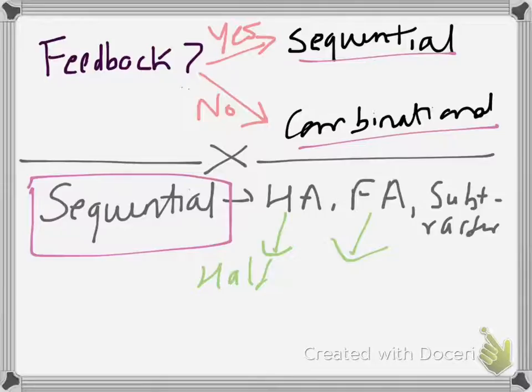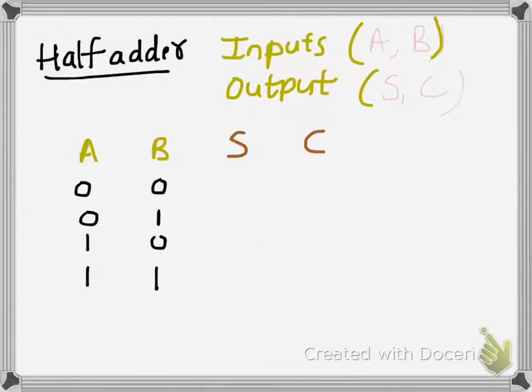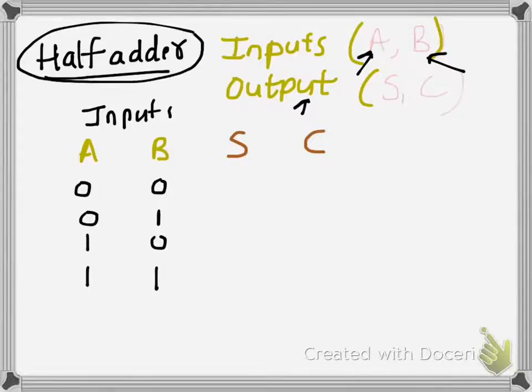So let's move to the half adder first. Let's talk about the half adder. A half adder is going to add 2 bits, bit A and bit B. These will be the inputs for the half adder, and S and C will be the outputs that come out of it. A half adder is basically a function: you feed inputs and take one or more outputs. Now S stands for sum and C stands for carry.